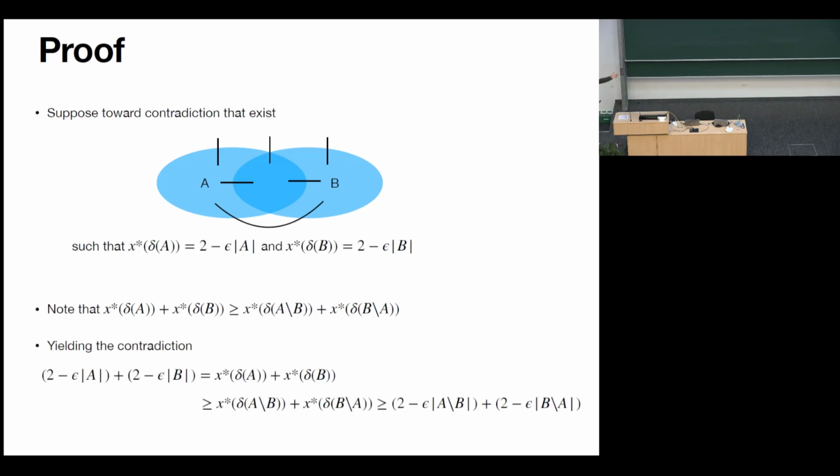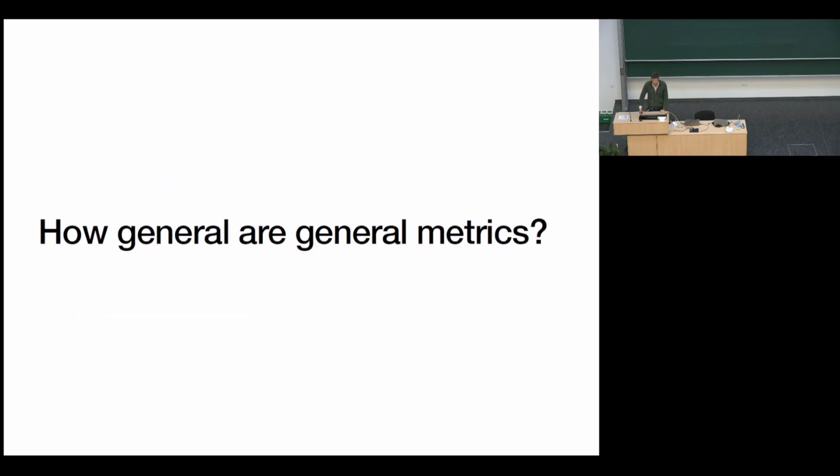But now you immediately reach a contradiction, because you have 2 minus epsilon A plus 2 minus epsilon B on the left is greater or equal than 2 minus epsilon A minus B plus 2 minus epsilon B minus A. You have subtracted epsilon A plus epsilon B here, and you subtracted only epsilon A minus B plus B minus A. So that's a proof that this extreme point here is defined by a Laminar family.